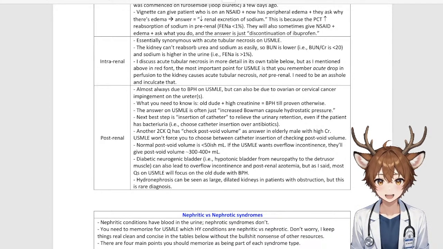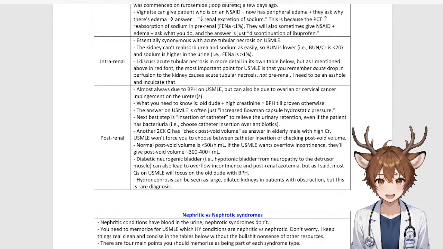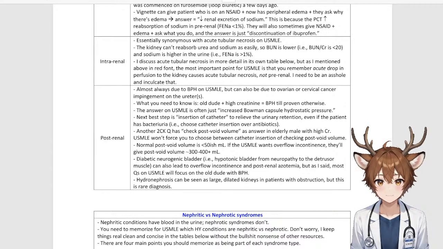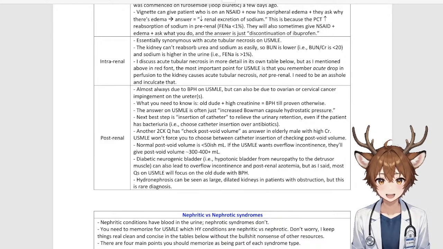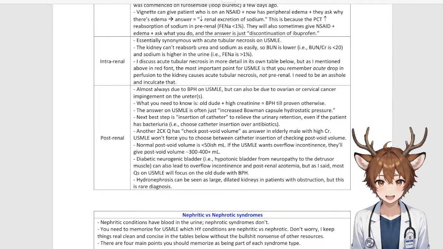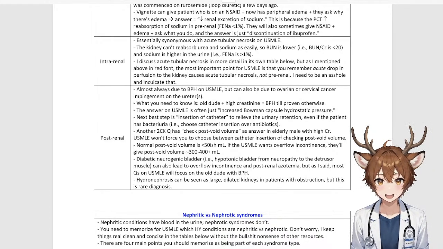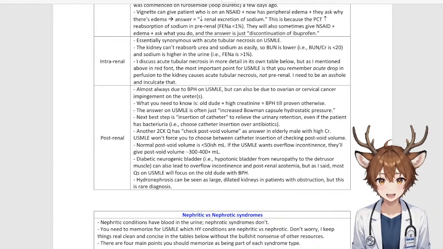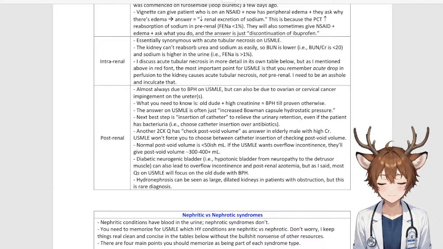Intrarenal is essentially synonymous with acute tubular necrosis on USMLE. The kidney can't reabsorb urea and sodium as easily, so BUN is lower, that is to say BUN/creatinine is less than 20, and sodium is higher in the urine, i.e. the fractional excretion of sodium is greater than 1%. I discussed acute tubular necrosis in more detail in its own table below, but as I mentioned above in red font, the most important point for USMLE is that you remember the acute drop in perfusion to the kidney causes acute tubular necrosis, not pre-renal.